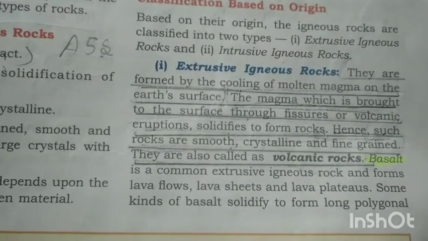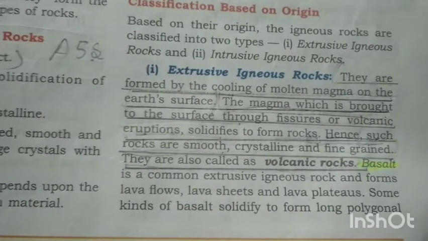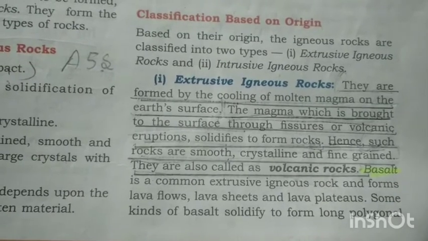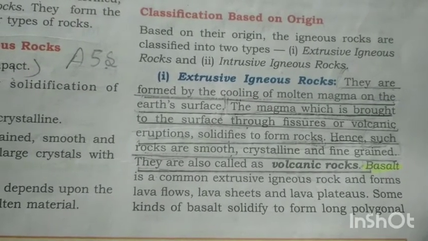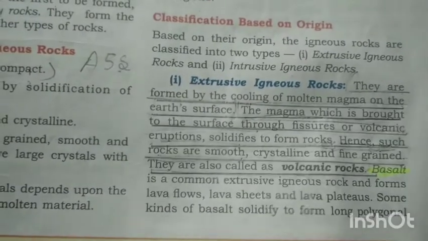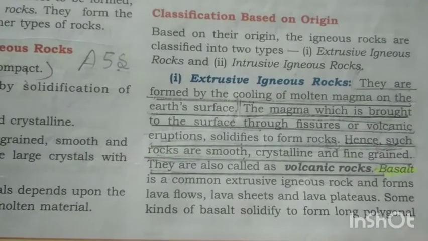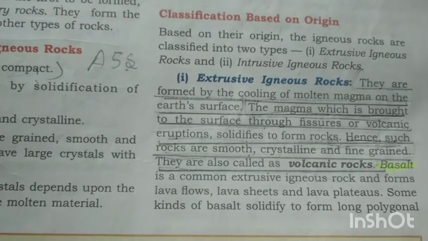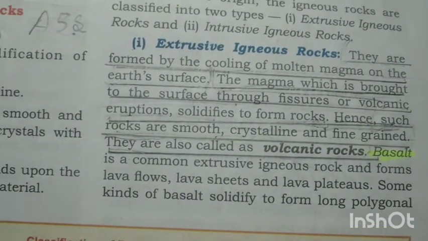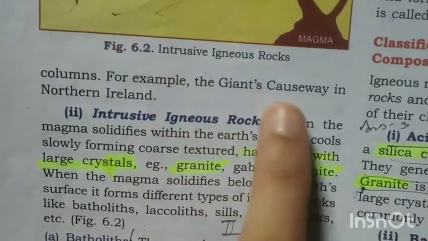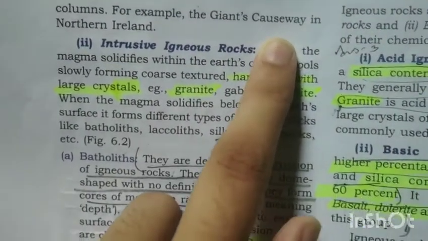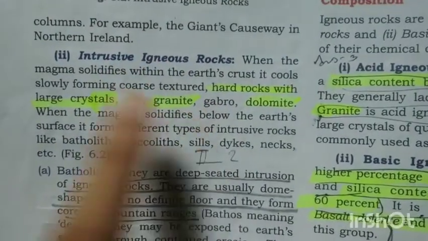So the same thing is written here. The igneous rocks are smooth, crystalline and fine-grained, and one thing is very important: the extrusive igneous rocks are also called volcanic rocks. Basalt is a common example for extrusive igneous rocks. An example is given here, the Giant's Causeway in Northern Ireland. Examples are very important.